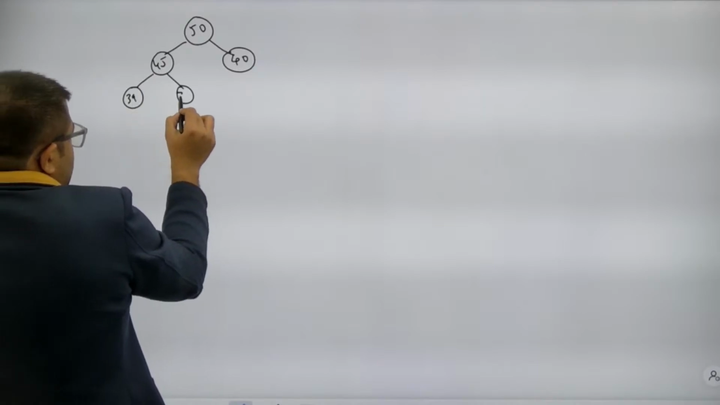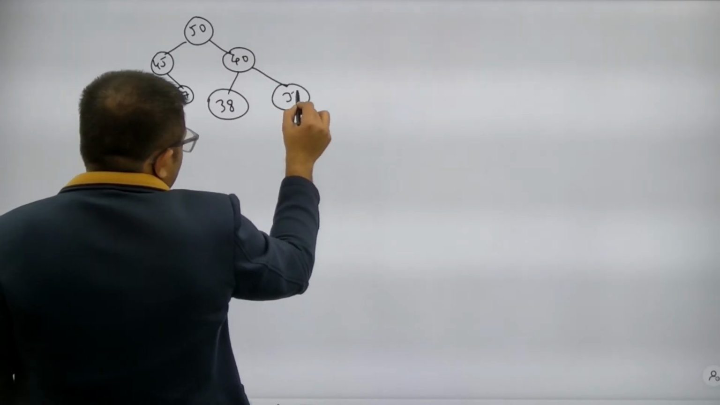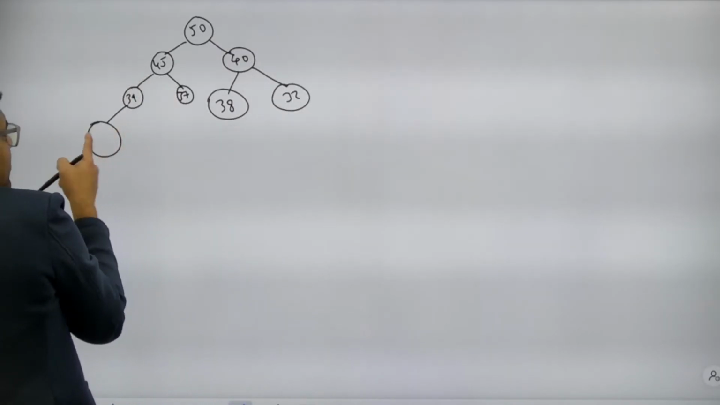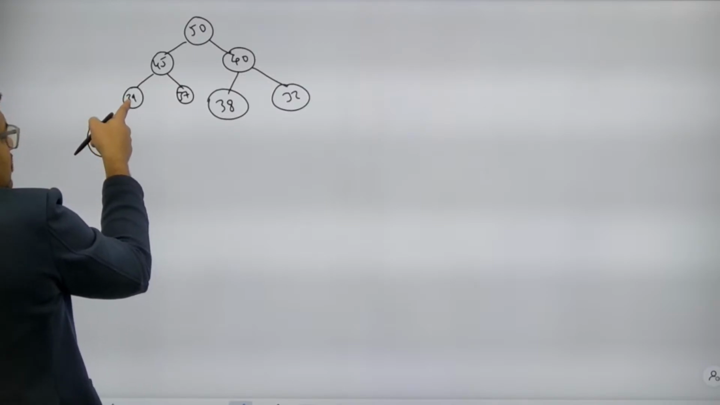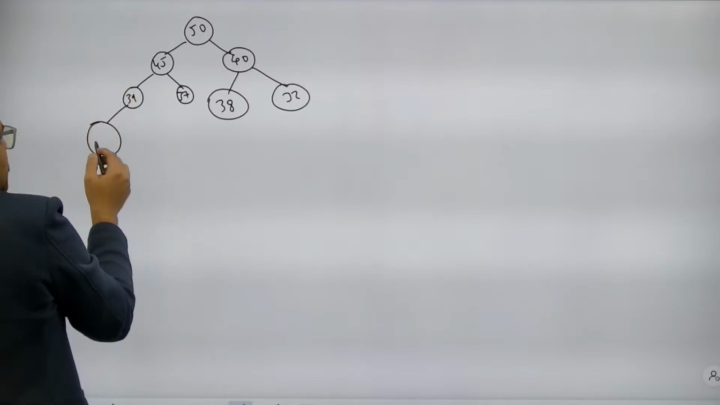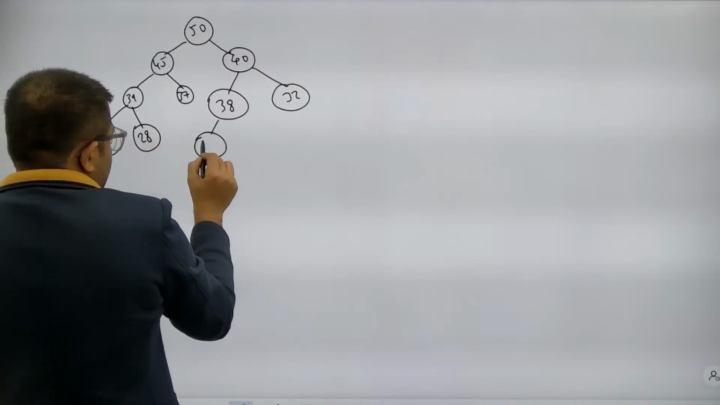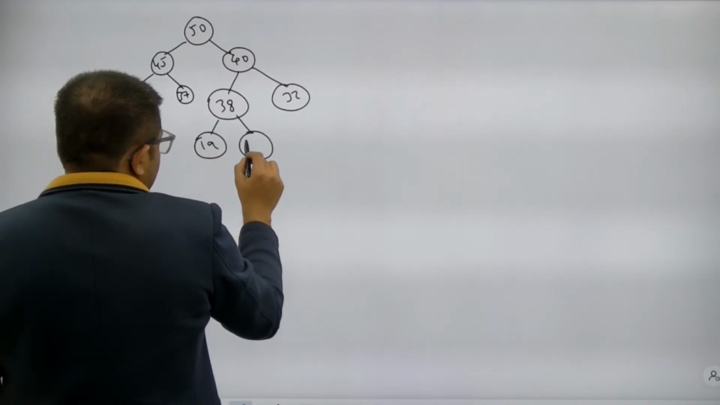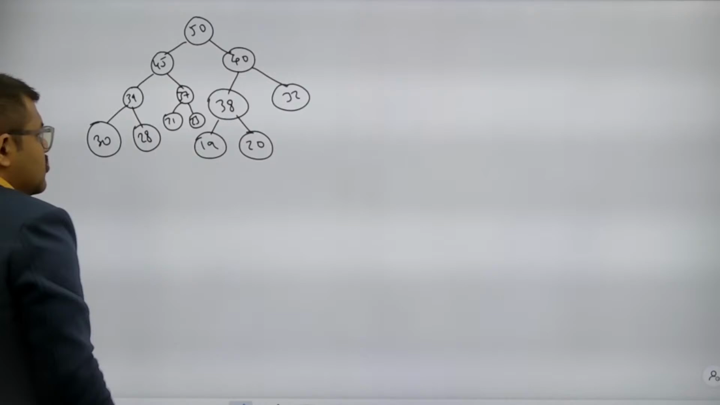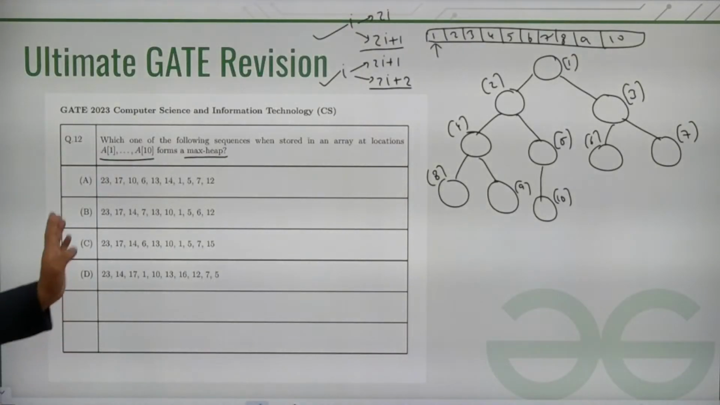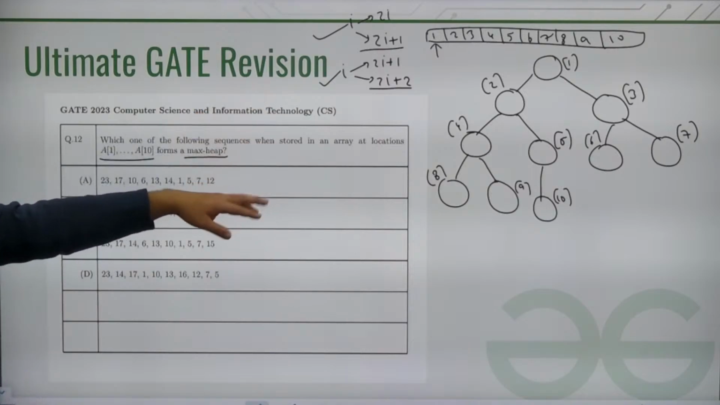So let's say I have 39, I have 37, here I will have 38, here I have 32, here I cannot put 42 because 39 is less than 42. In a max heap, the node has a larger value than its children. So here let's say I have value 30, here 28, here 19, here 20, here 21, here 23, and so on. So it is asked which of the following will form a max heap. Let us put the values in the binary tree and observe.